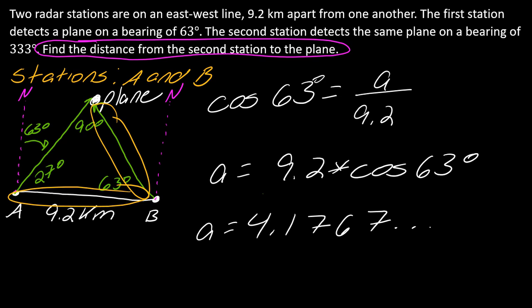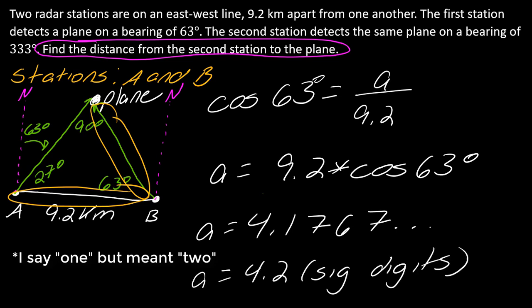Now, the other thing I want to point out here is just significant figures. So notice that our distance was given with one significant figure, so that's what you want to answer in this case. So this is going to be 4.2 kilometers, so just remember your significant digits. And okay, so that's it.